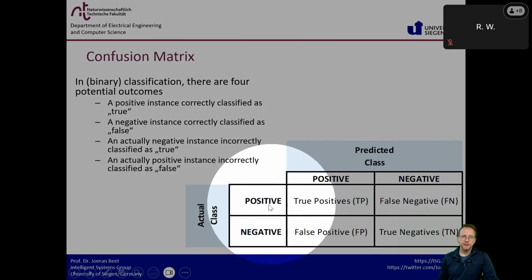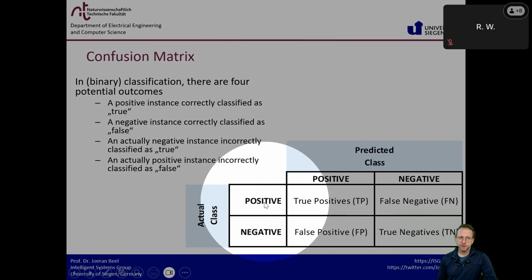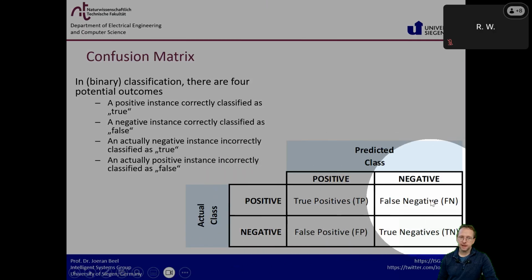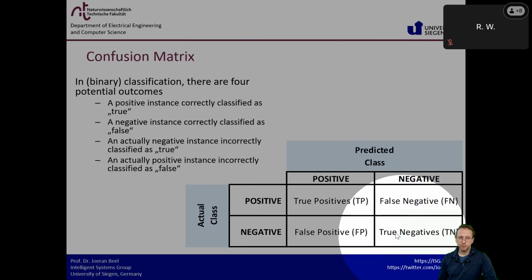It could be that the actual class is positive and we predict positive. That means your prediction is a true positive. If the actual class is positive, but you predict the class to be negative, then we define this as a false negative. If the actual class is negative, but you predict it as positive, then this is a false positive. And if the actual class and the predicted class are both negative, then this is a true negative prediction.